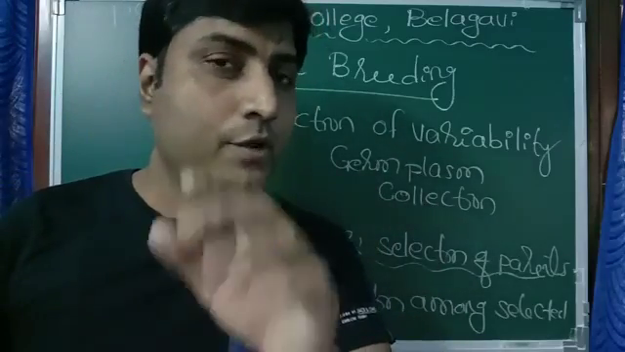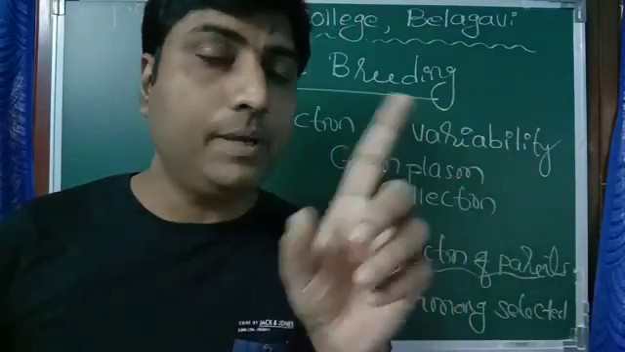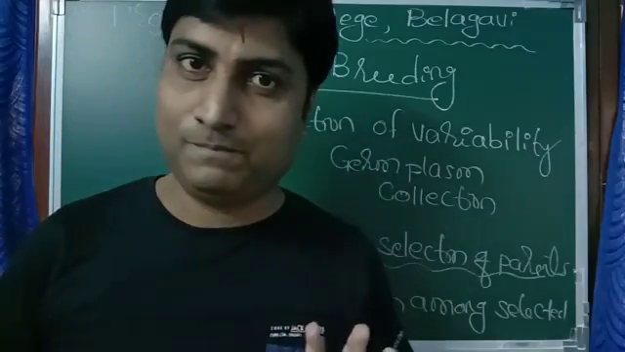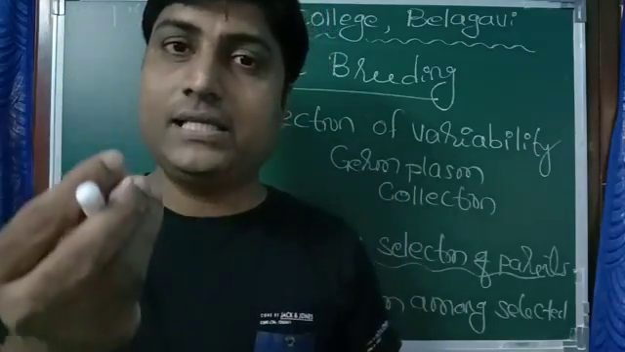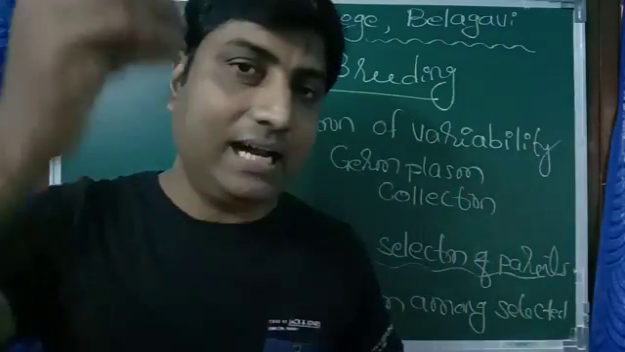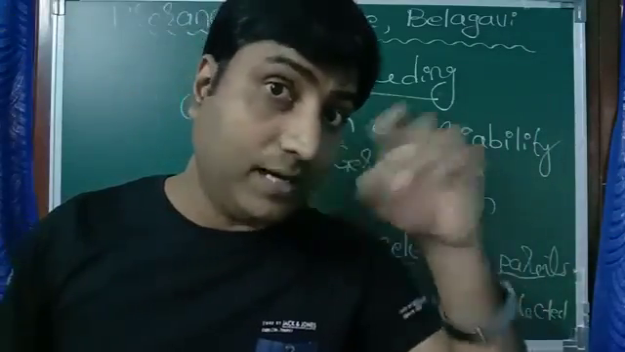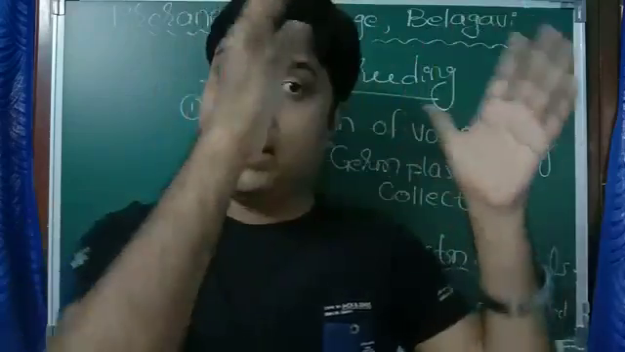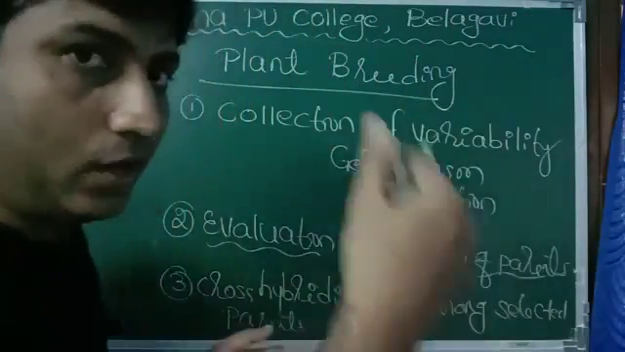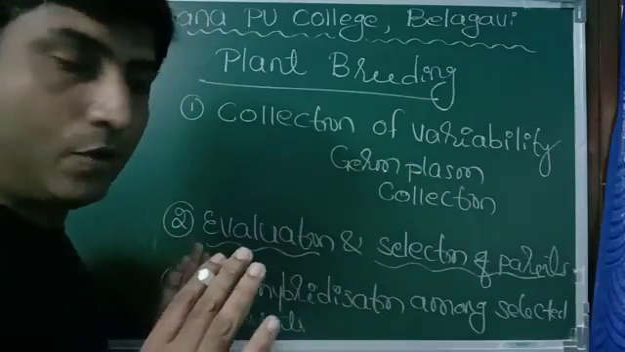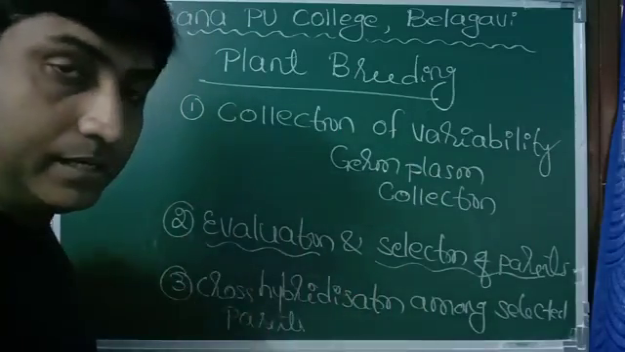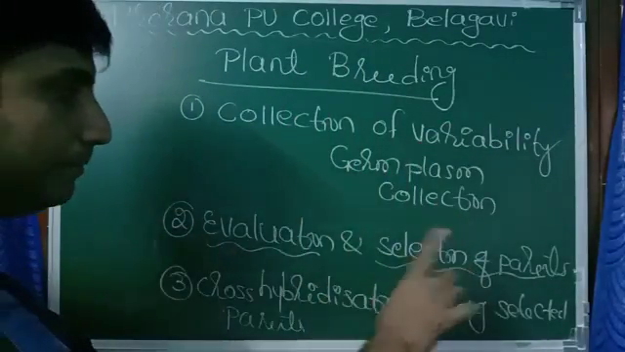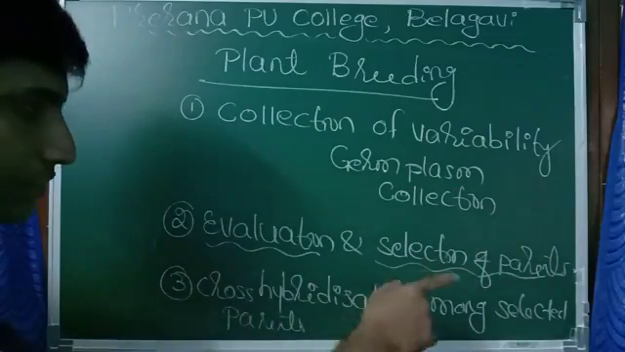How to cross? We have learnt it in the topic under sexual reproduction in flowering plants. Artificial hybridization: pollen grains from the required plant are collected and dusted on the stigma of a flower of another plant. In order to avoid contamination, we cover it with a bag, that is called bagging. So we should go for this. So these are the 3 steps: collection of variability, evaluation and selection of parents, cross hybridization among selected parents.